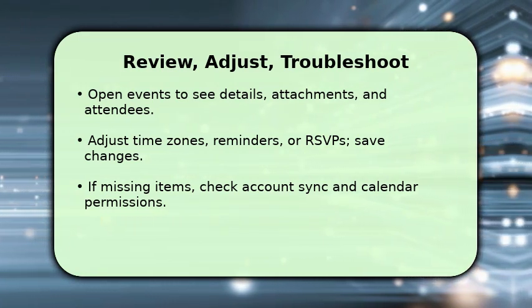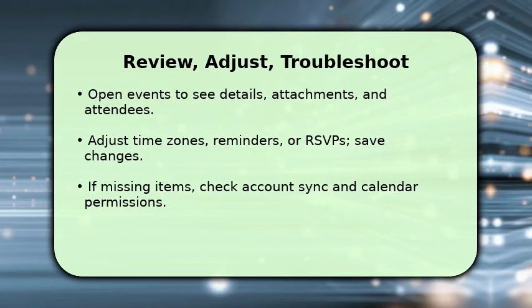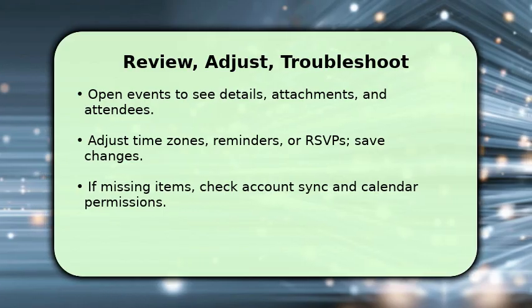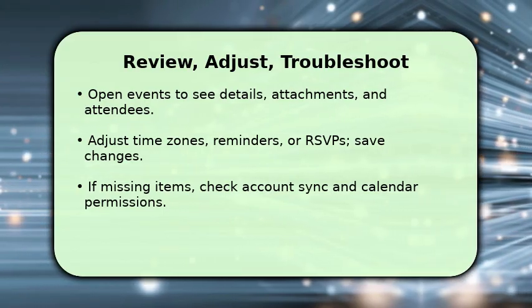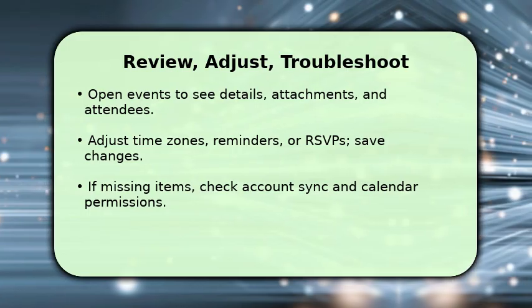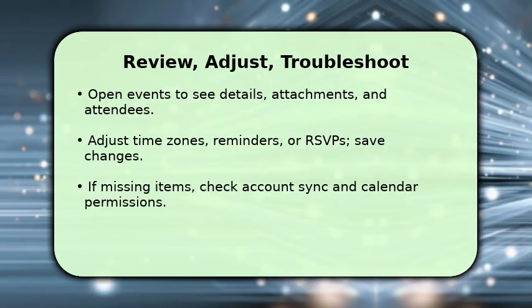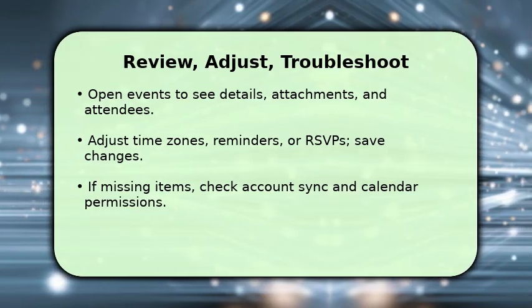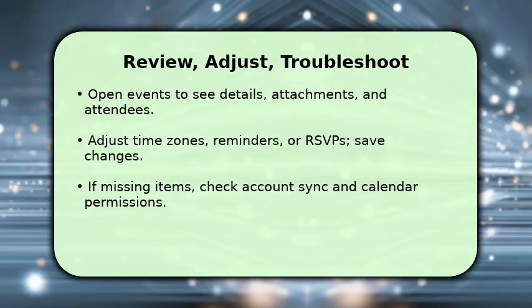If you need to change time zones, reminders, or your RSVP, make edits and save. Recurring events will prompt you to apply changes to one or all occurrences. If items are missing, make sure the calendar is synced, that you're on the right account, and that you have permission to view shared calendars. Finally, sign out and back in, or restart the app if sync still fails.